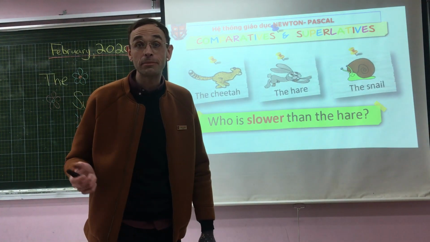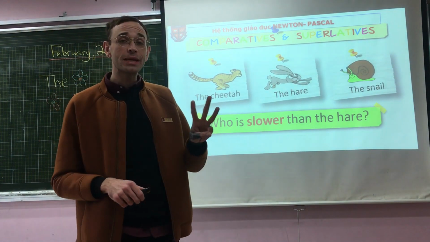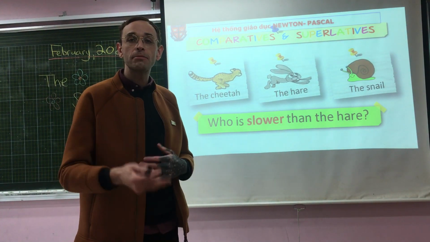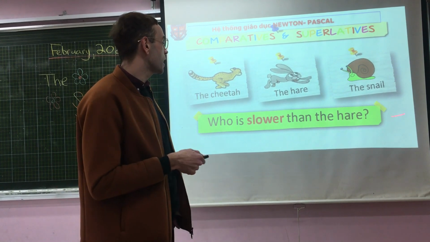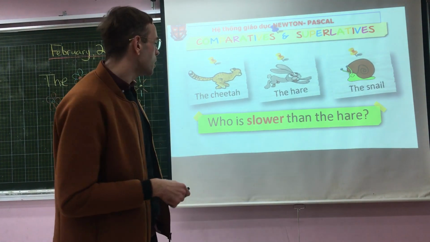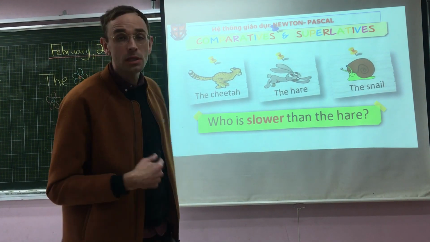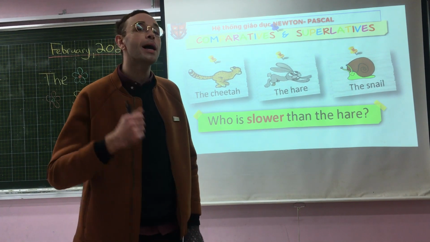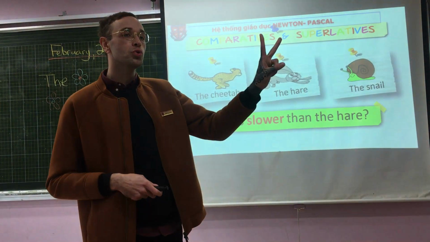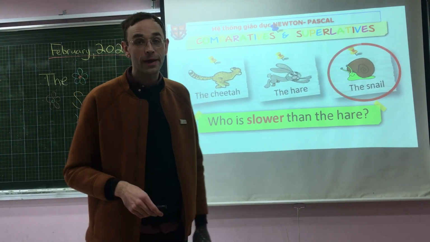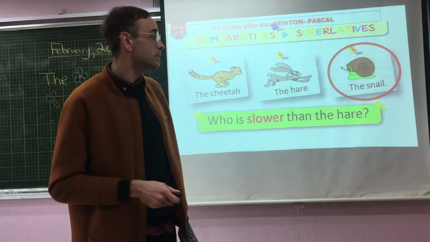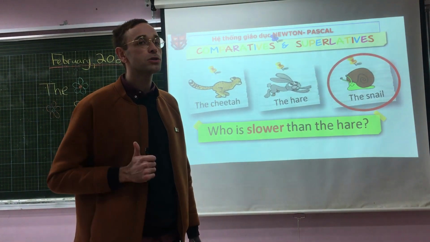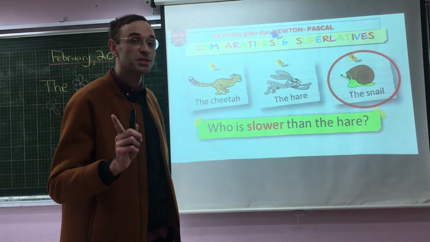All right, let's look at some new pictures here. Now we have 3 animals. We have a cheetah, a hare, which is another name for a rabbit, and a snail. And we want to know who is slower than the hare. Okay? I want your answer out loud in 3, 2, 1. That's right. The snail is slower than the hare. Did you get that answer too? All right, great job. Let's move on.